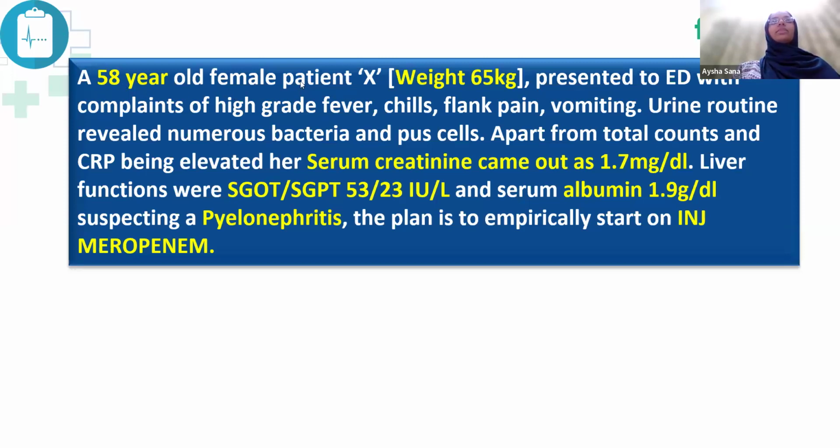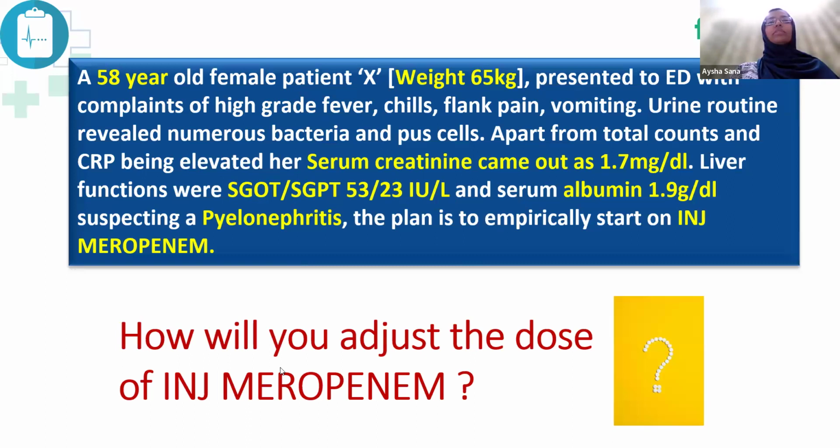The first case is of a 58-year-old female patient with a weight of 65 kg. The patient presented to the ED with complaints of high-grade fever, chills, and flank pain, along with vomiting. Urine routine revealed numerous bacteria and pus cells. Apart from total counts and CRP being elevated, her serum creatinine came out as 1.7 mg per deciliter. Liver functions were SGOT and SGPT at 53 and 23 IU per liter, and serum albumin at 1.9 gram per deciliter. Suspecting pyelonephritis, the plan is to empirically start injection meropenem. So how will you adjust the dose of meropenem?